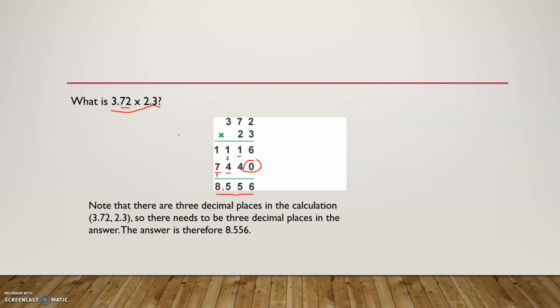Yeah, so the idea is you just multiply as a whole number, and then you count the decimal places. In this case we have 1 decimal place in this number, and then 2 decimal places in this number as well. So we just add them together, 2 and 1, 3, and then we count from the right and put the decimal place. Yeah, so that's how we deal with the multiplication.